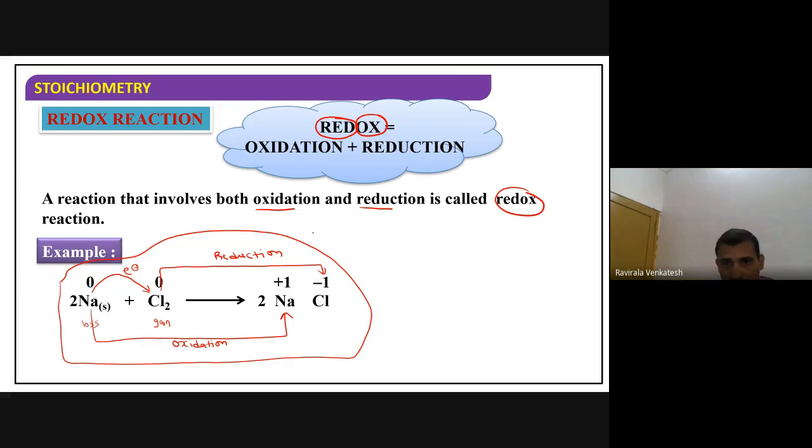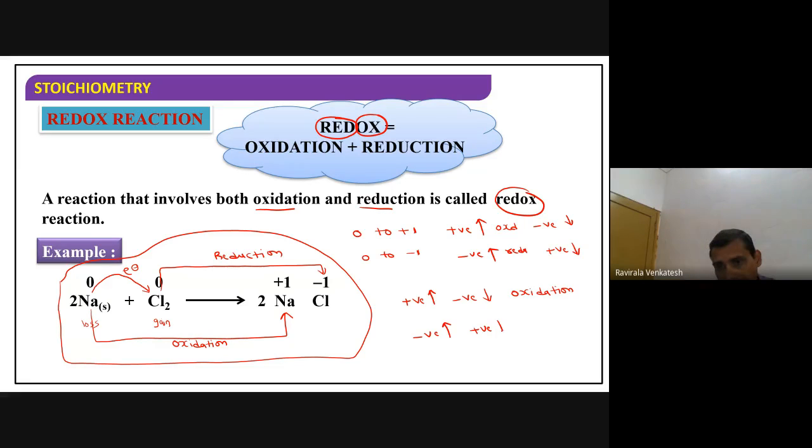Now see here, in sodium 0 to +1. So positive charge increases, oxidation. 0 to minus, negative charge increases, reduction. Whenever positive charge increases, that is oxidation. When negative increases, reduction. Sometimes positive decreases, that is also a reduction reaction. Sometimes negative decreases, that is also oxidation. Okay, I'm writing over here. Whenever positive increases or negative decreases, those reactions are called oxidation reactions. Write this in your notebook. Whenever negative charge increases or positive charge decreases, that will be reduction.